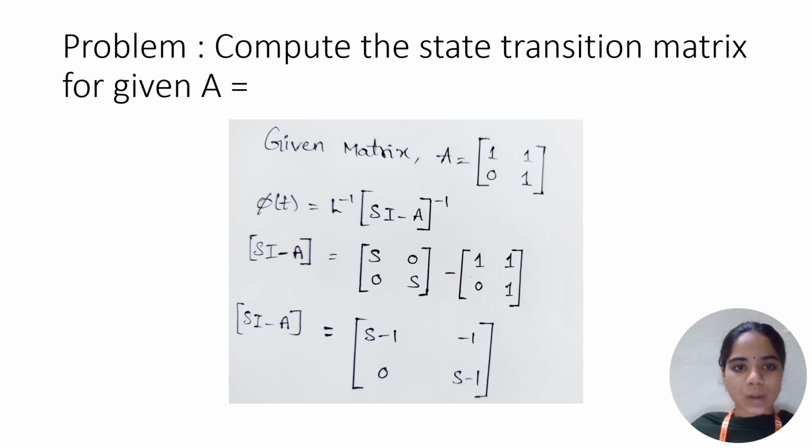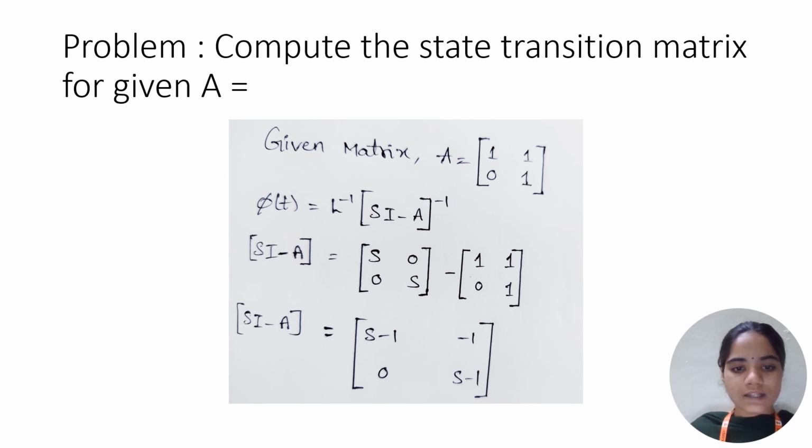So this is the problem. For the example problem, compute the state transition matrix for the given A. The matrix A is [1 0; 1 1], and we use the formula phi of t equals L inverse of (sI minus A) inverse.